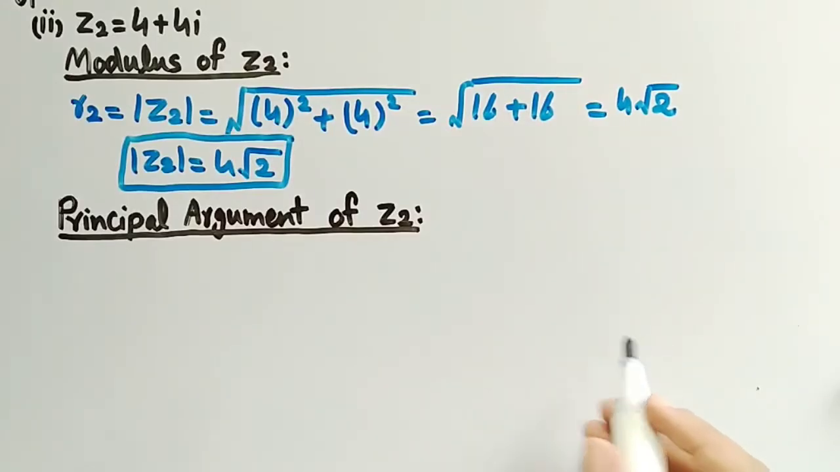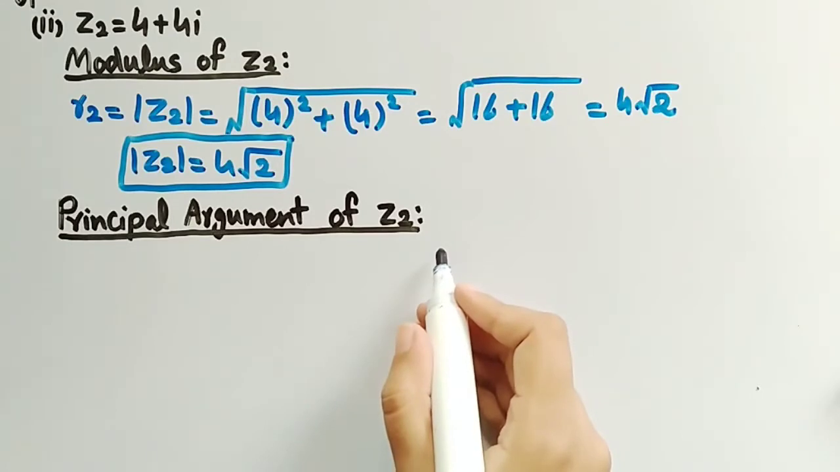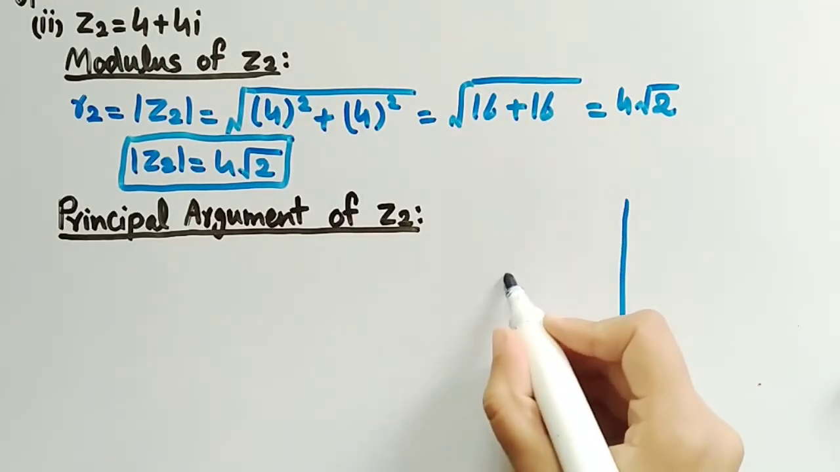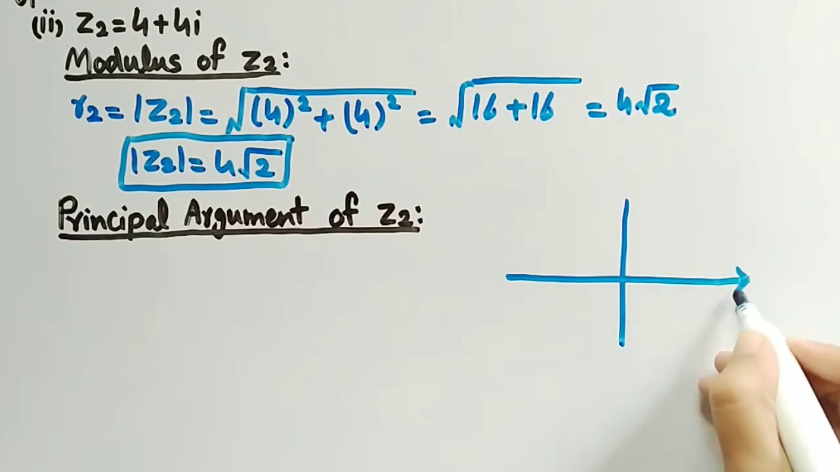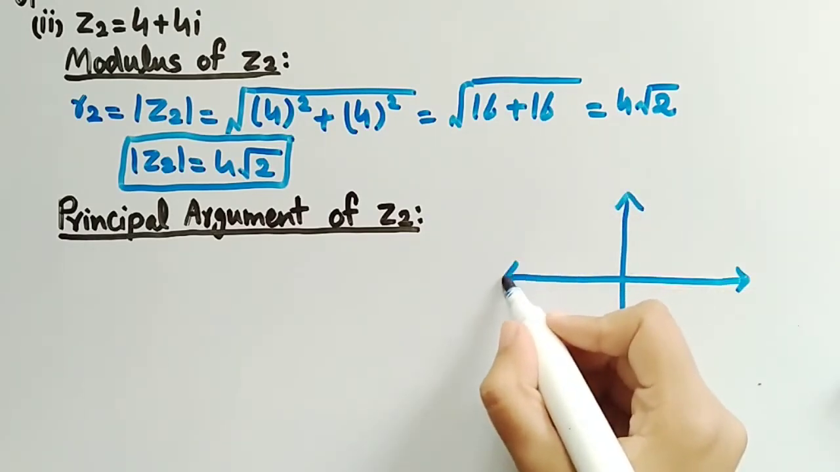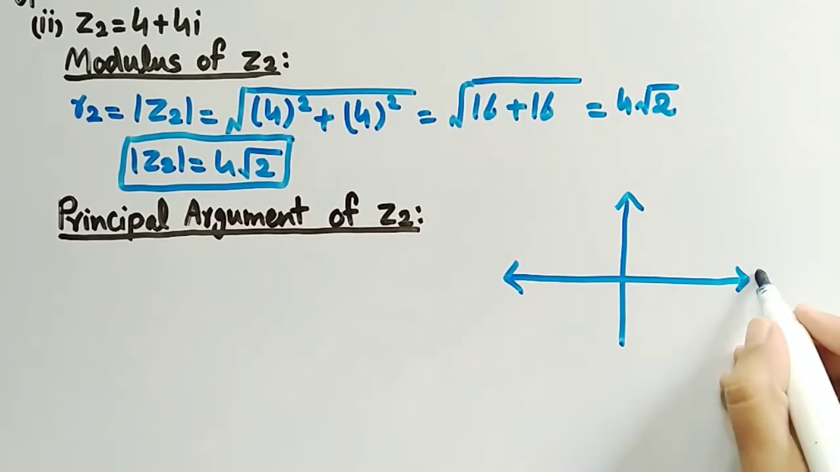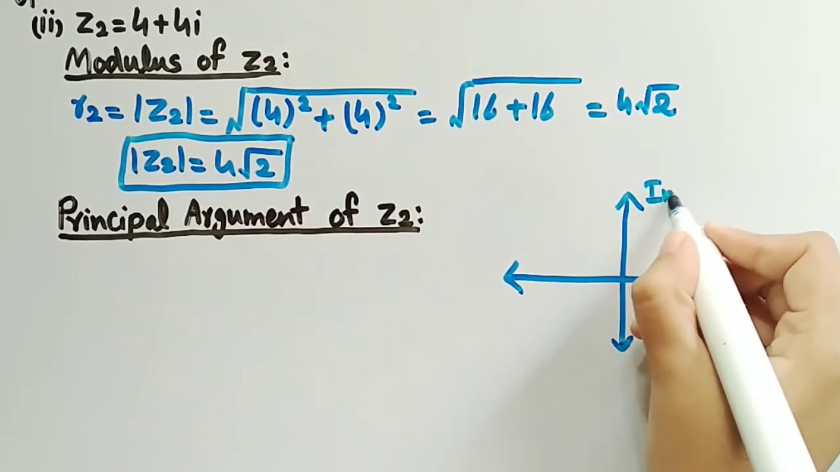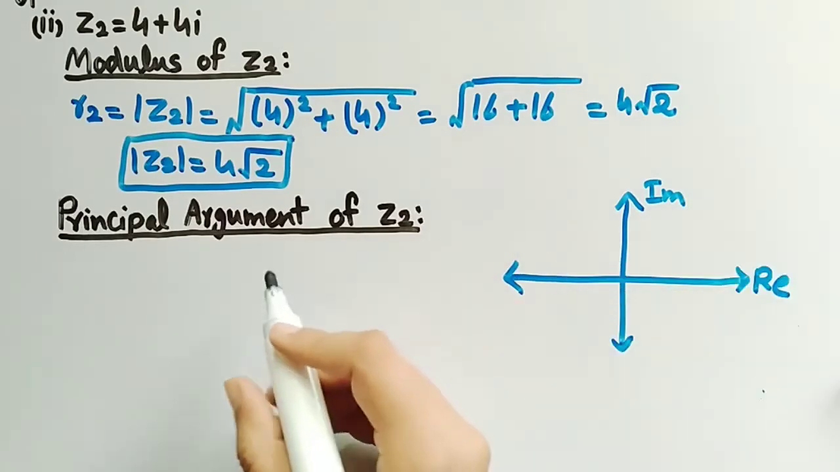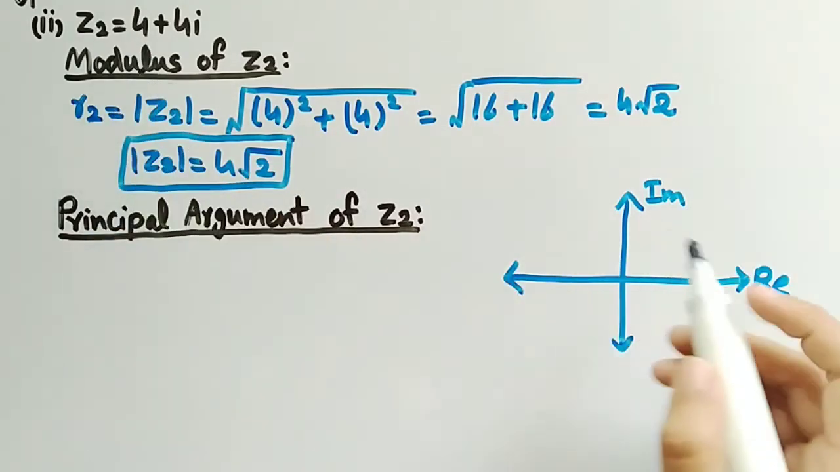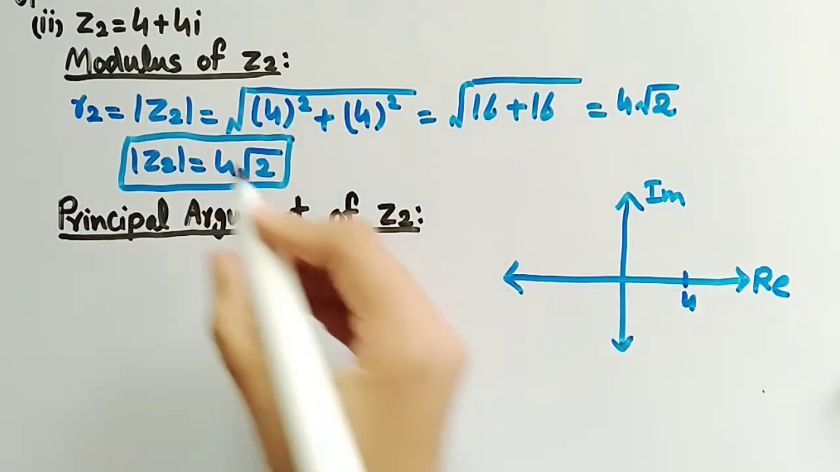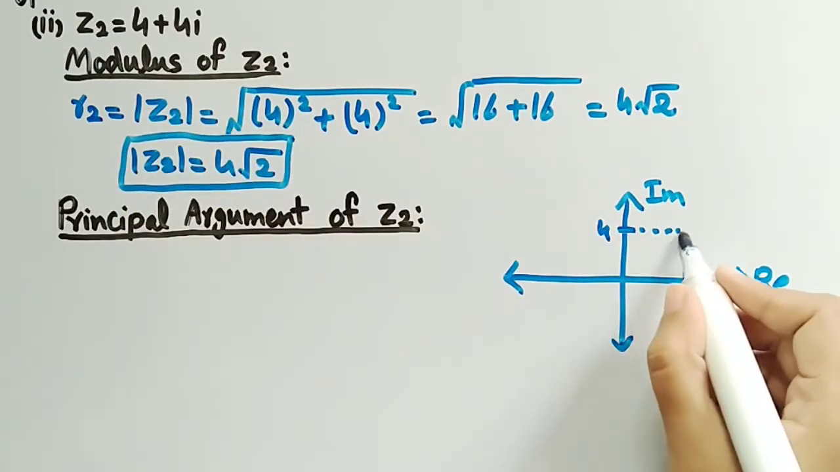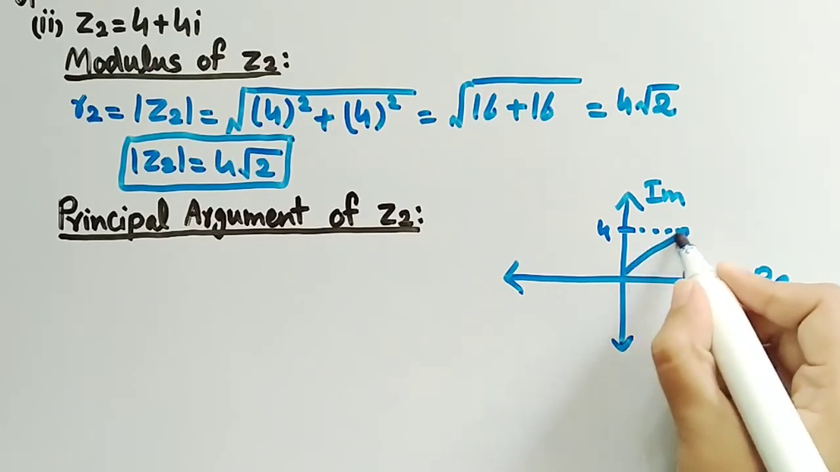Now we will find the principal argument of z2. For this, first of all we will check that the complex number z2 is in which quadrant, and we will draw z2 on the complex plane. Let this be the real axis and this be the imaginary axis. The real part of the complex number z2 is 4 and its imaginary part is also 4. So the complex number is in first quadrant.